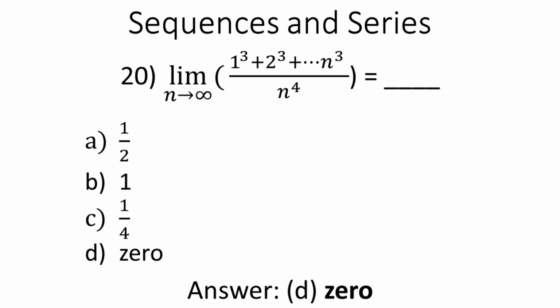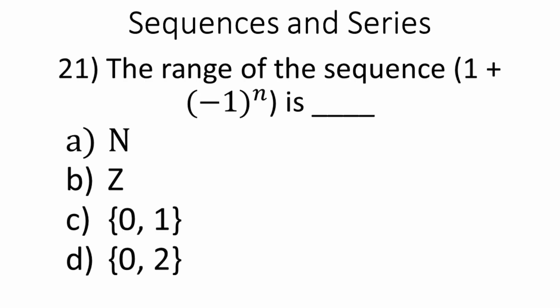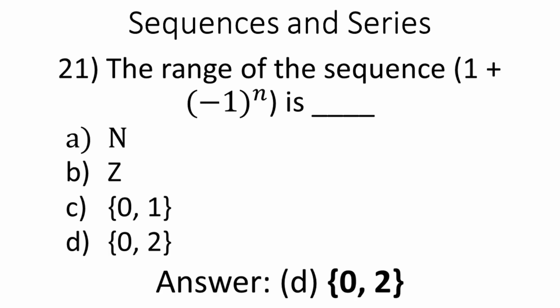Then question number 21. The range of the sequence 1 plus minus 1 power n is dash. Easy question. Range means the set of all terms of the sequence: the set of first term, second term, etc. So here the range of the sequence is 0, comma, 2. The set bracket is compulsory. The set of 0, comma, 2 is the answer.